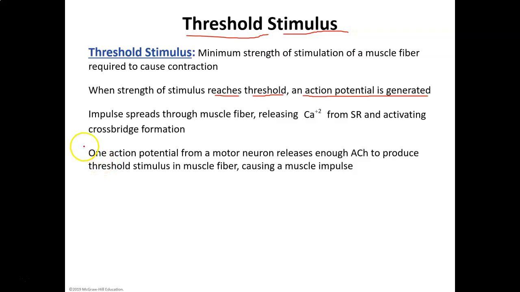So here's the take-home, right? Right here. We're going to star that. The take-home: one action potential from a motor neuron releases enough acetylcholine to produce a threshold stimulus in a muscle fiber. What does that mean? It causes a muscle impulse. The muscle impulse results in a muscle contraction.